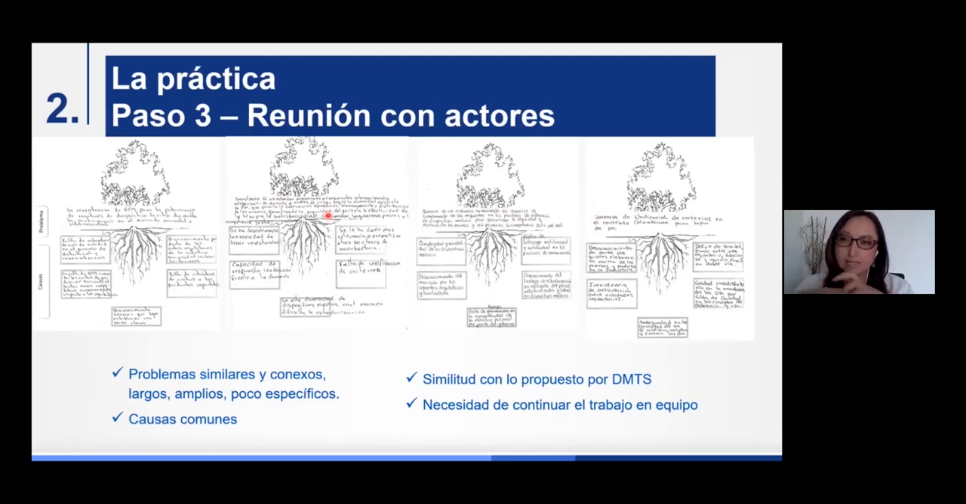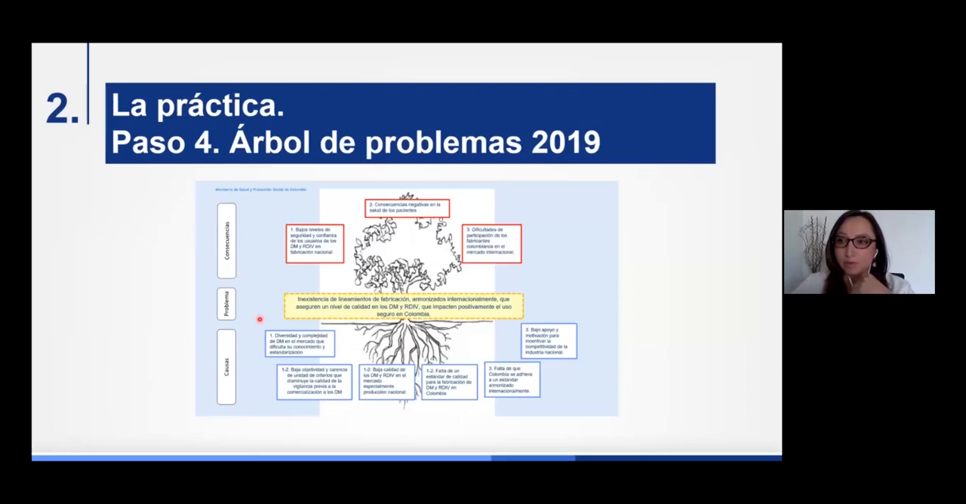We had common causes. There are similarities with what is proposed by this exercise, and there was a need to continue with the work that was being carried out as a team. After the exercise with the stakeholders that we had organized, so we did the exercise inside the direction, and we had our step 4, which is the problem tree of 2019, and we thought we were concluding the first step. We had a problem, which was the lack of alignment of manufacturing harmonized internationally to ensure a level of quality for MDs and IVDRs.